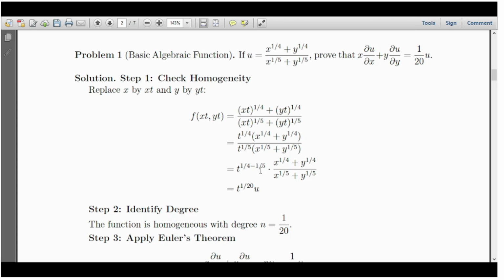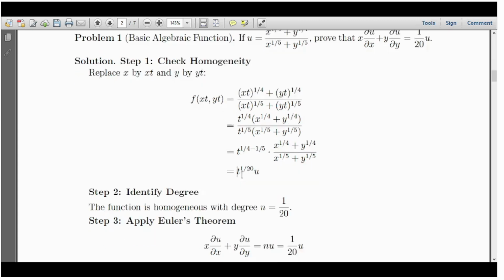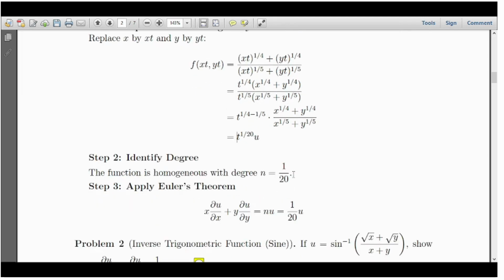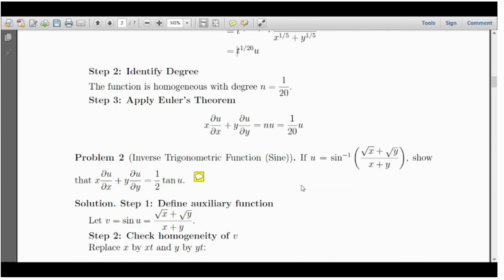And 1/4 minus 1/5 is 1/20. So what we get? f of xt, yt equal to t^n into f of x, y, where u is f of x, y. So this n denotes the degree, right? Therefore the degree is n equal to 1/20. By Euler's theorem, x ∂u/∂x plus y ∂u/∂y equal to nu. Since n is 1/20, so 1/20 u.